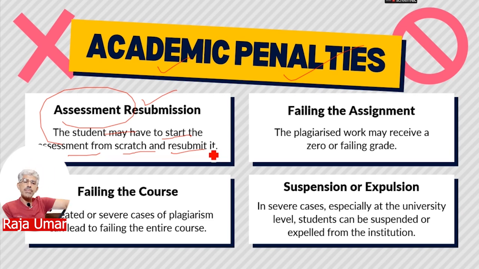Number 2, failing the assignment. If the teacher is a bit strict, simply that student would be failed over there, and the plagiarized work may receive a 0 or failing grade. So that would be another issue for the student.